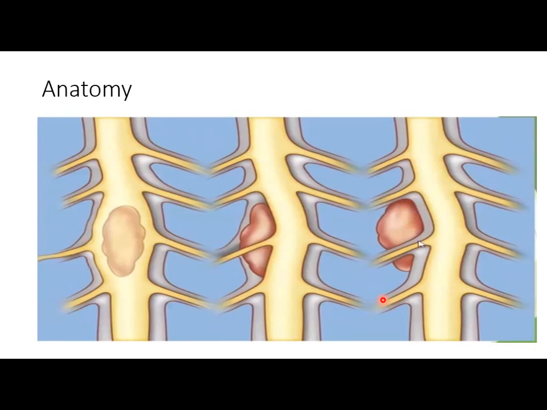First, we have intramedullary masses which cause expansion within the substance of the cord, and others which are extramedullary, which cause compression on the cord.